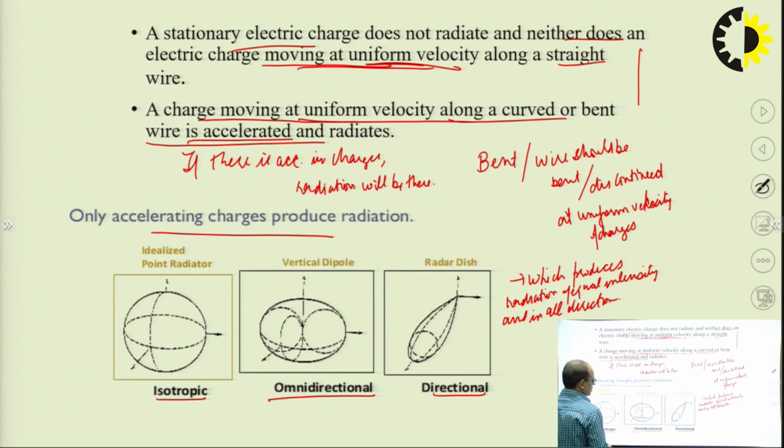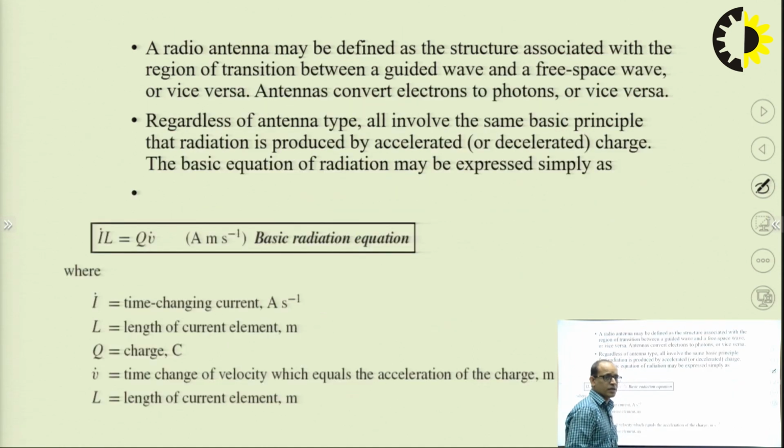An omnidirectional antenna produces radiation in all directions, but you cannot say it will be of equal intensity. Clear? And directional antennas are the antennas which produce radiation in a particular direction, meaning the whole of the energy radiated by the antenna will be in the particular direction.